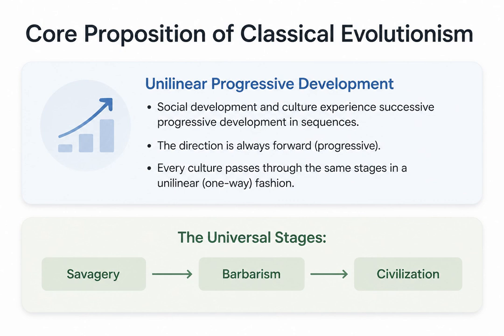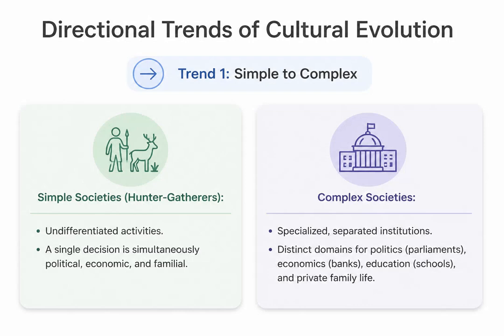The evolutionists claimed that every single culture on Earth, regardless of where they are, must pass through the exact same sequence of stages: savagery, then barbarism, and finally civilization. This evolution follows three specific directional trends. The first is the movement from simple to complex.